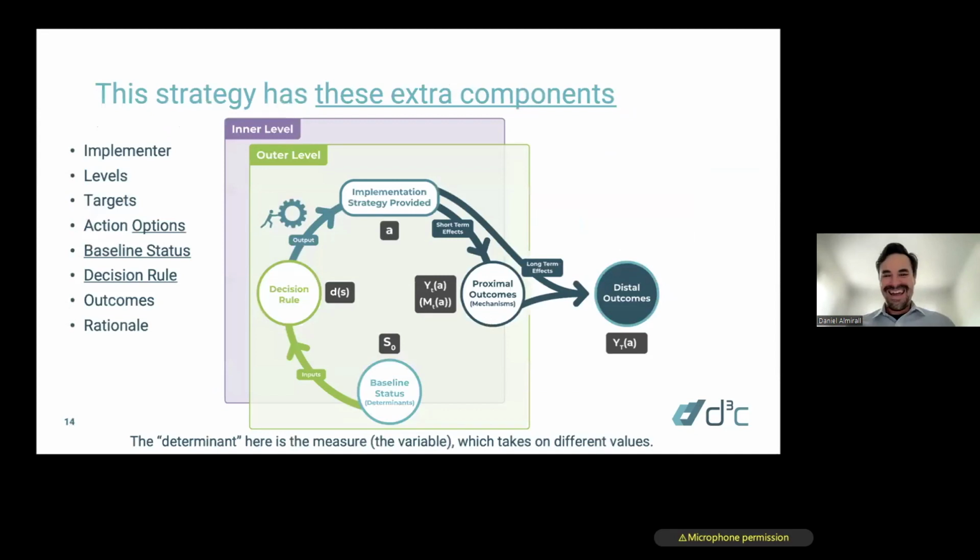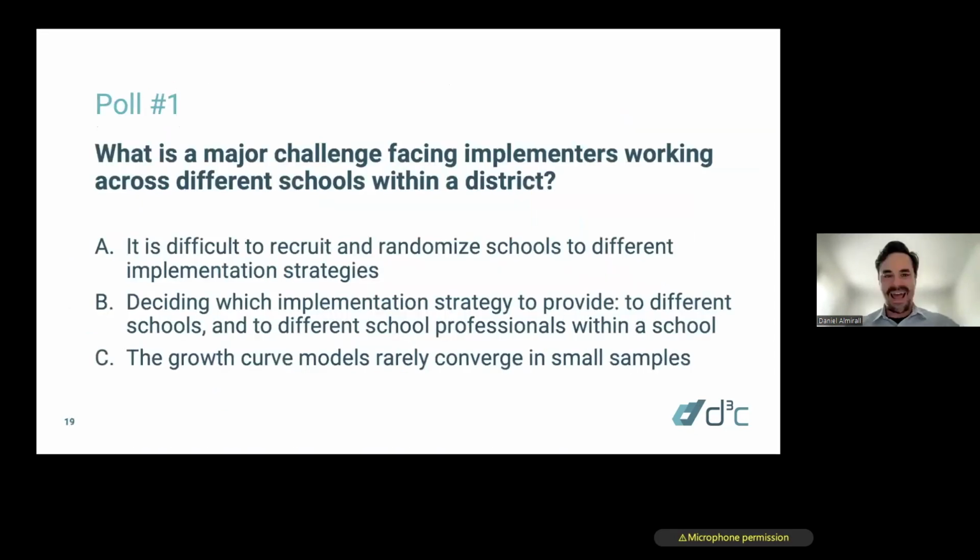And here was the poll I was going to ask you, to see if you did your homework assignment: what's a major challenge facing implementers? Here I'm using schools as my example, but just replace it with clinics if you want. What's a major challenge facing implementers working in clinics, across different clinics within a health system, for example? A, difficulty recruiting and randomizing. B, deciding which strategy to provide.